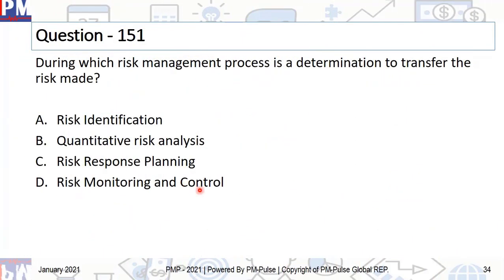All right, let's move on to question number 151. During which risk management process is a determination to transfer the risk made? A. Risk identification. B. Quantitative risk analysis. C. Risk response planning. And D. Risk monitoring and control.